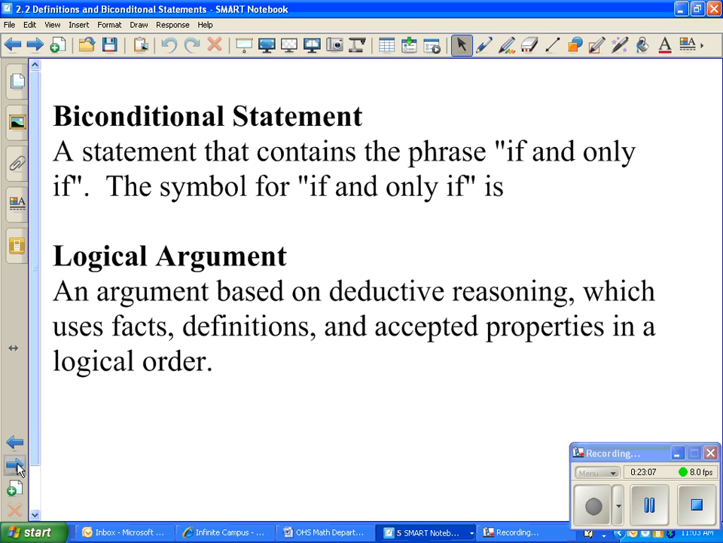And just something called a logical argument, we're going to be working with that in proofs. It's based on deductive reasoning, uses facts, definitions, accepted properties in a logical order. And that makes more sense when we start proving algebraic concepts and equations. You've done that before, you just haven't written it out.